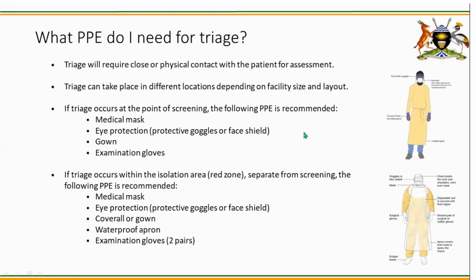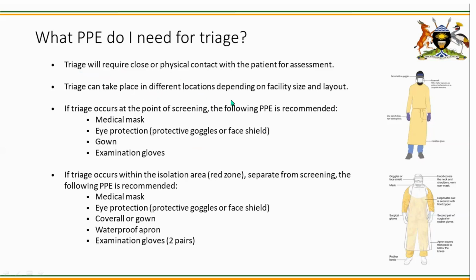We are saying that the critically ill patient, while they're there in your OPD, you need to do a triage for them. Remember, when you're doing a triage, the patient is very critically ill, and in the process of helping them, they may have fallen down and you want to put them on a bed. So you may not avoid contact with the patient. It requires close or physical contact with the patient.